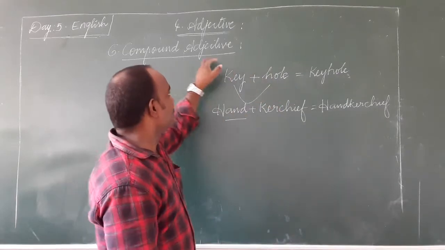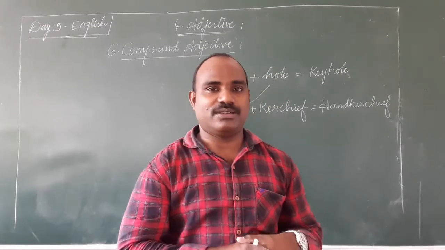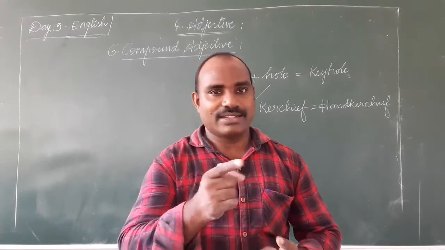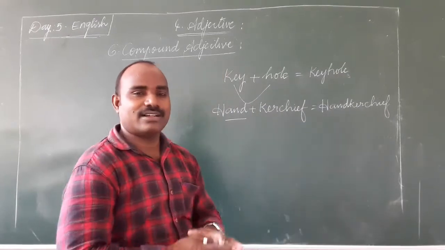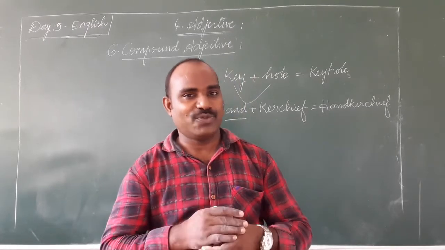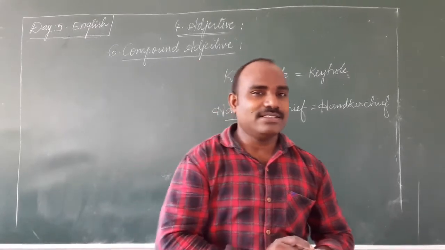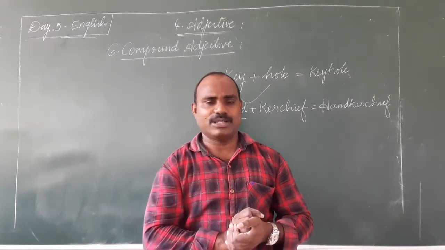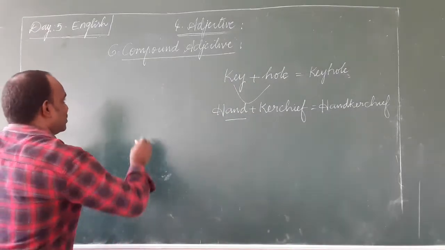But here our topic is compound adjective. Compound means the combination of more than one word, joined together and functioning as an adjective, as a describing word. Generally, compound adjectives are hyphenated. Do you understand? Compound adjectives are hyphenated. They are written by placing hyphens. Compound adjectives are generally written just before a noun. They're always placed before nouns. For example, look at this.